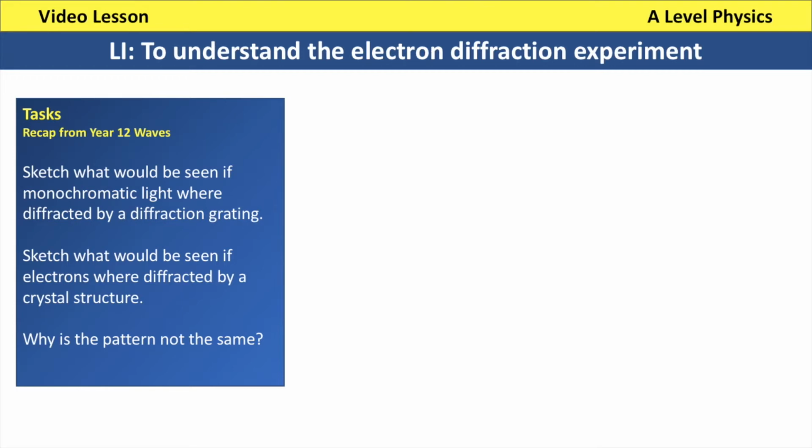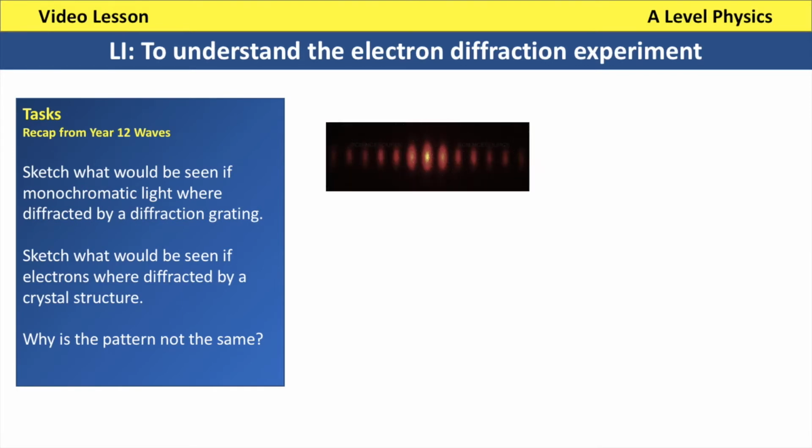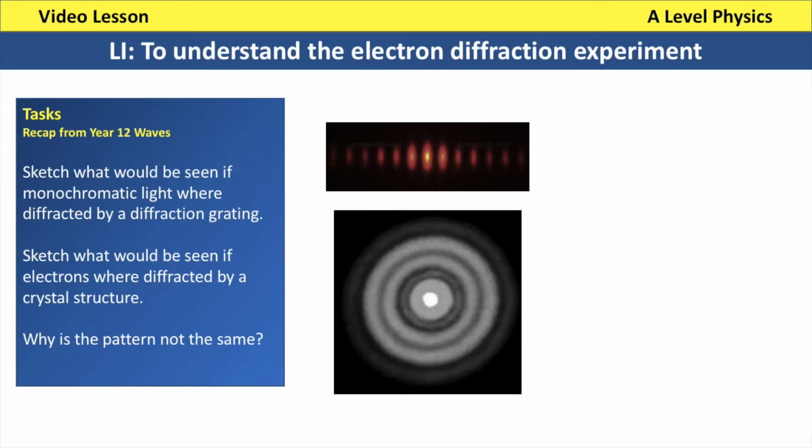So, when we shine monochromatic light at a diffraction grating, we will get a pattern similar to the one shown there on the board, i.e. we would have a series of bright fringes and dark spots, and we would find that the one in the centre is the brightest and they will get dimmer as we go further and further away. Now, by contrast, when electrons are diffracted by a three-dimensional crystal structure or lattice, what we would find is that it produces diffraction rings, which is what I've shown there, where we have a bright centre and then concentric circles of dark and light.